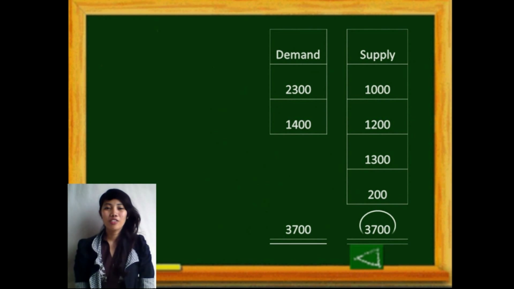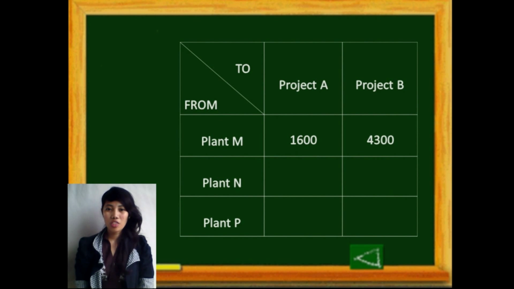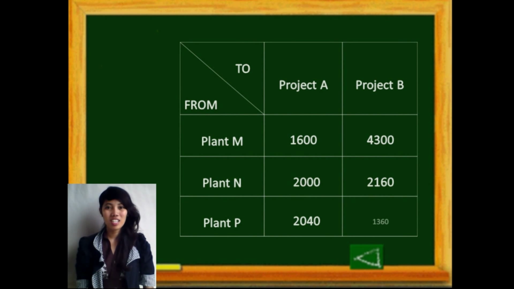Here are the costs of delivery from each plant to each project. From Plant M to Project A, 1,600. From Plant M to Project B is 4,300. From Plant N to Project A is 2,000. From Plant N to Project B is 2,160. From Plant P to Project A is 2,040. And from Plant P to Project B is 1,360.